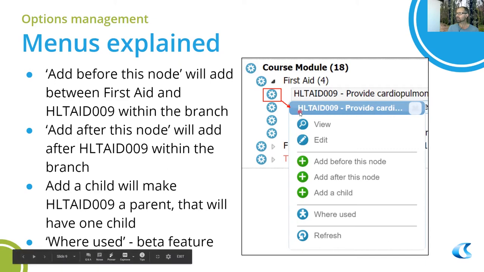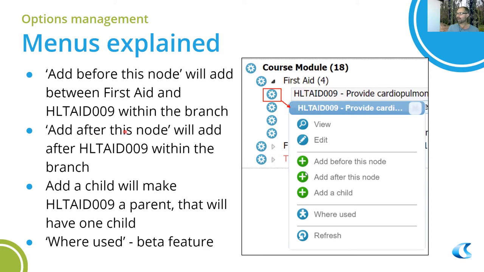This menu here. And you can add before this node. It's going to add between first aid and HLT AID009. So if you add before this node, this one here, this green plus sign, it's going to add just here.